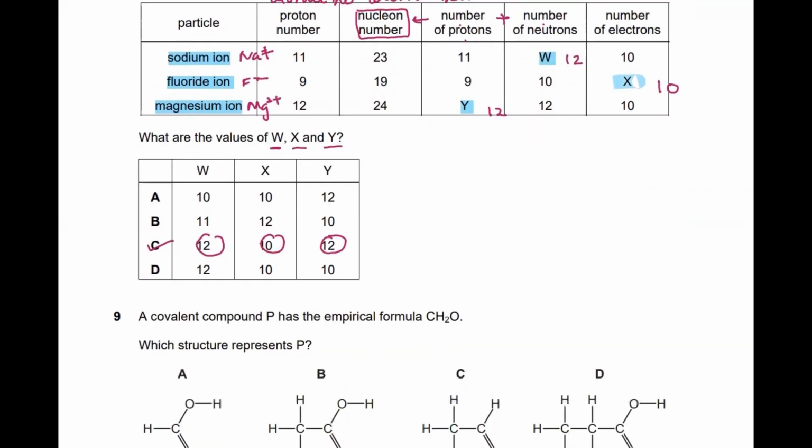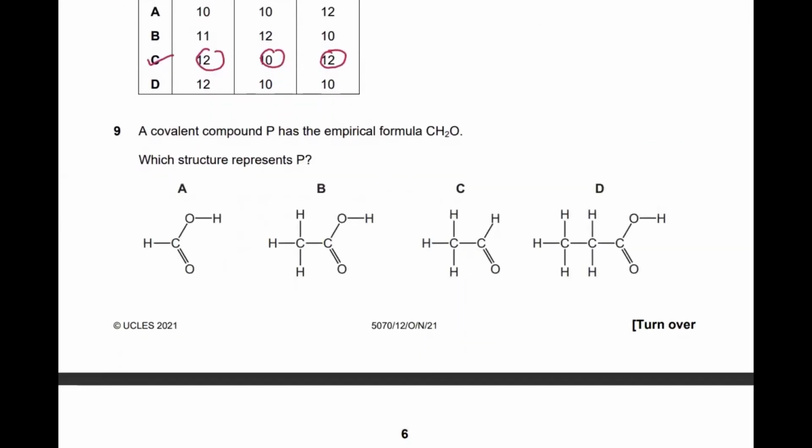Moving ahead, we have question number 9. Question number 9 states that a covalent compound P has an empirical formula CH2O. So what is an empirical formula? It is a simple ratio formula, the simple ratio form of the formula.